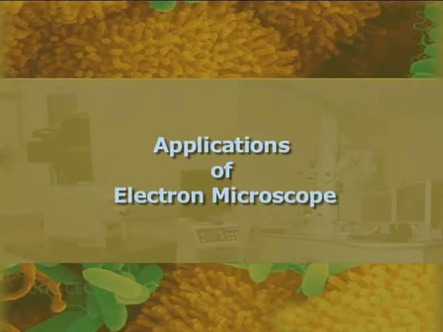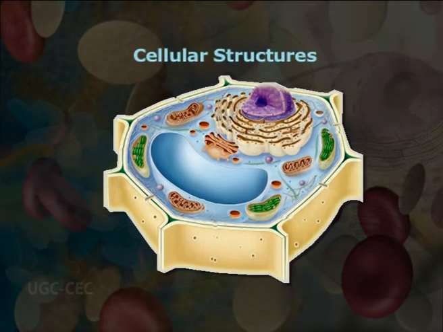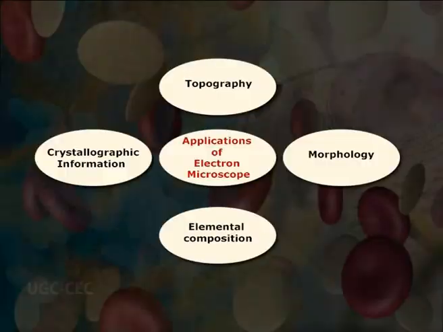Now, let us quickly have a look at various applications of electron microscopes in the field of biology. Applications of electron microscope: within the last 50 years, the development of the electron microscope has enormously expanded our knowledge of cellular structures. These newer instruments give different kinds of information about a specimen. Electron microscopes provide the topography, morphology, elemental composition as well as crystallographic information of the object.